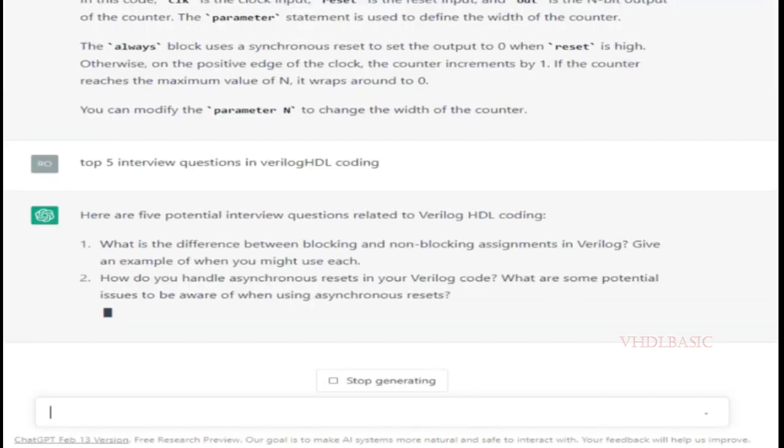So now we are going to discuss the second question. How do we handle asynchronous reset in Verilog code? What are some potential issues to be aware of when we are using asynchronous reset? Asynchronous reset is used in Verilog to reset the state of a module or group of signals independently of the clock signal. An asynchronous reset is typically an active low signal that is connected to the reset input of a register or group of registers. Here are some ways to handle asynchronous reset in Verilog.